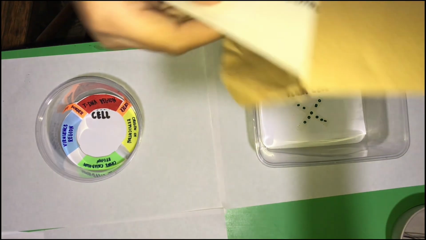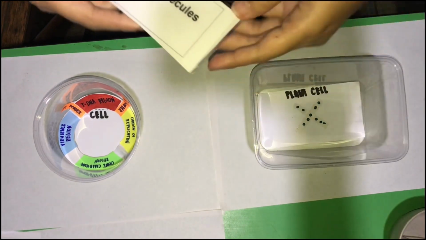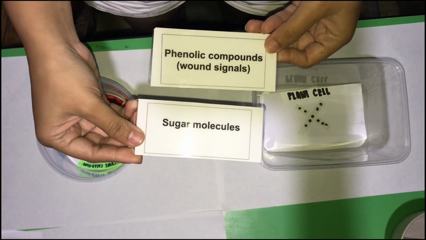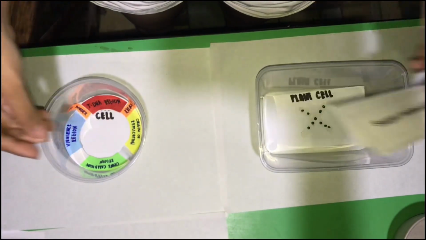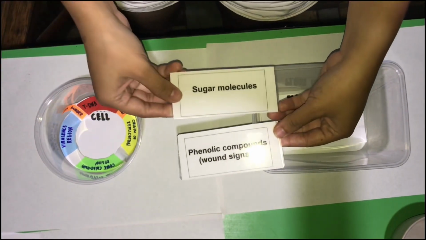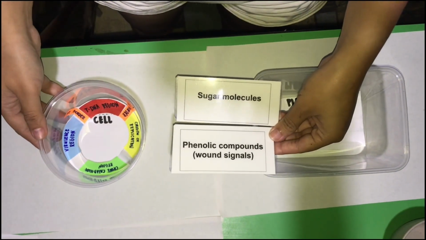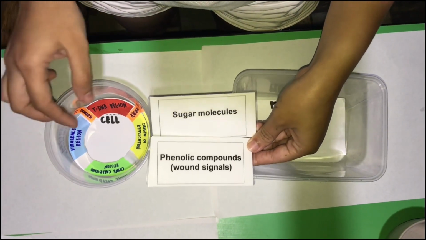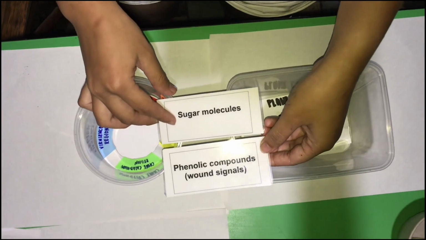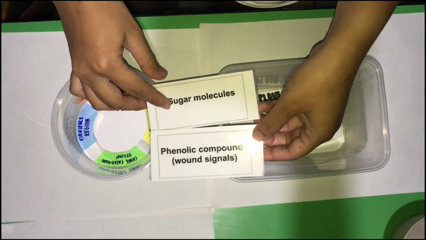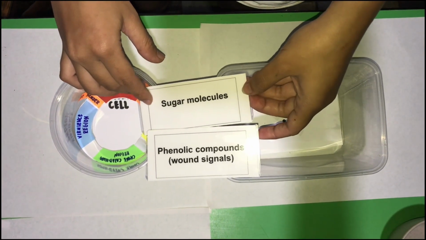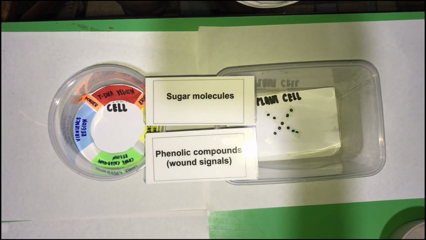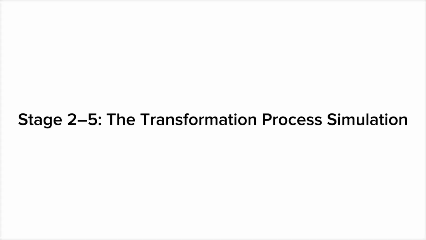Here, we simulated plant injury by drawing plant signal cards. The signals we drew were sugar molecules and phenolic compounds. Both are natural plant wound signals. When these signals were detected, the Agrobacterium responded by moving closer to the plant cell. This represents how the bacterium senses and is attracted to wounded plant tissues in real life. These signals also activate the Vir genes inside the bacterium, preparing it for DNA transfer.